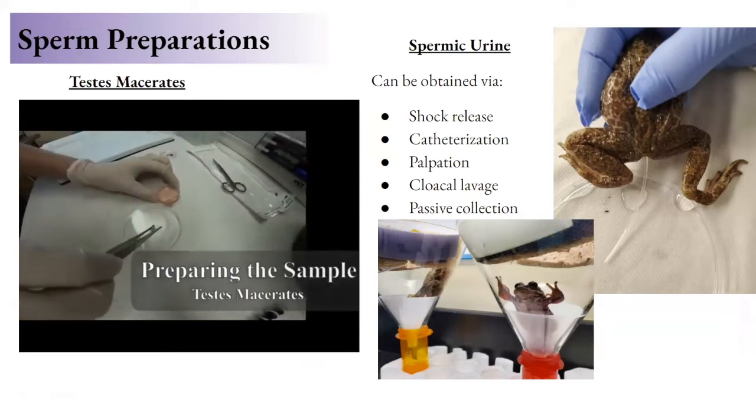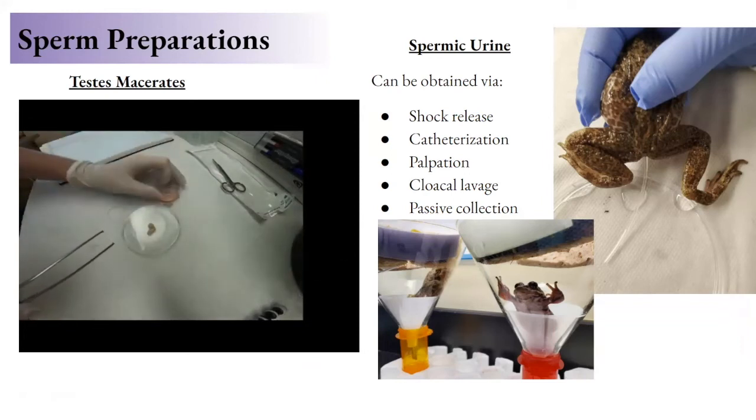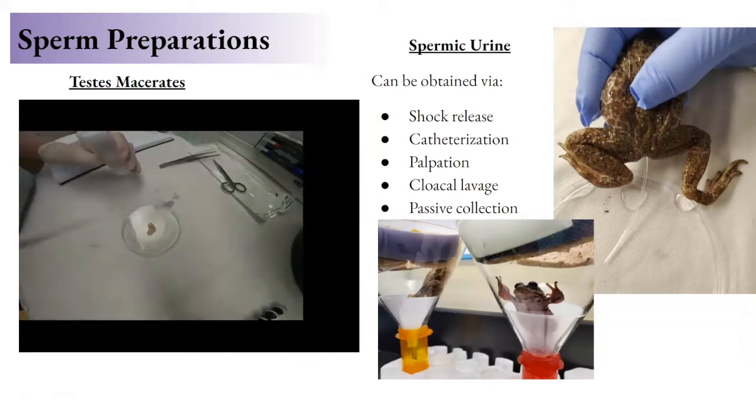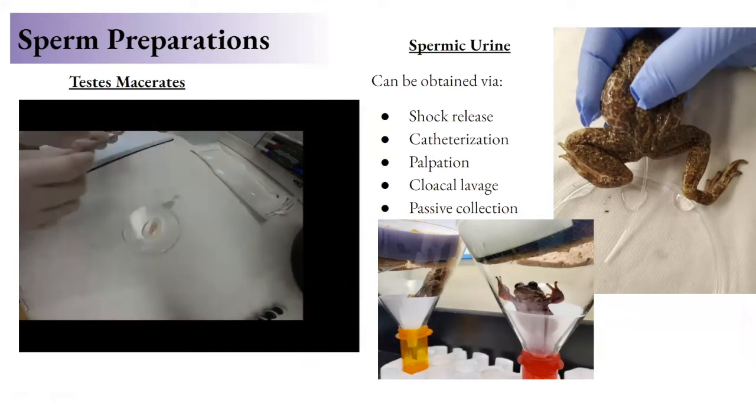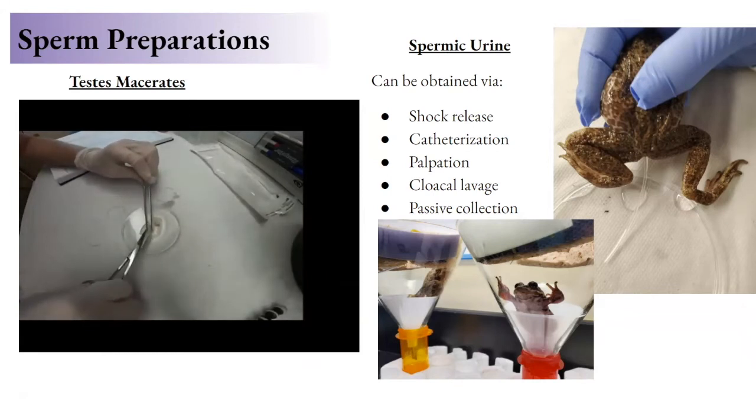So the first method that I've prepared a little video for you is testes maceration. Again, this is a lethal method of obtaining your gametes. It could be opportunistic, or it could be part of your plan just to assess fertility or what's going on with your species in terms of sperm production. It's a pretty simple process. You pretty much just take the testes and pull them apart or cut them apart in order to release the sperm inside. Then you'll aliquot it out, or perform any assessments you want to do, preserve it, or use it for artificial fertilization, depending on what you need it for.